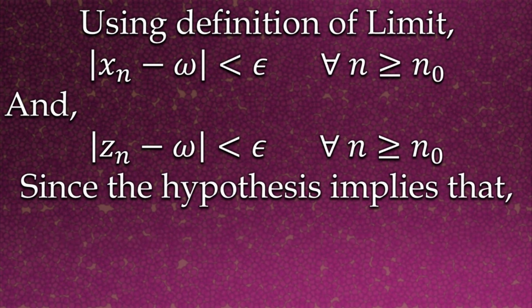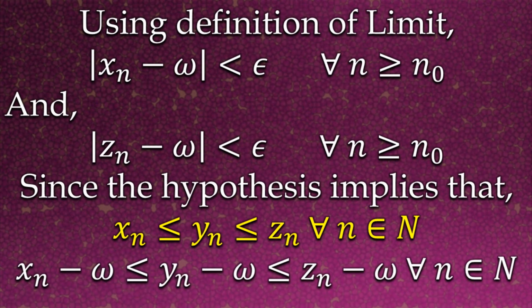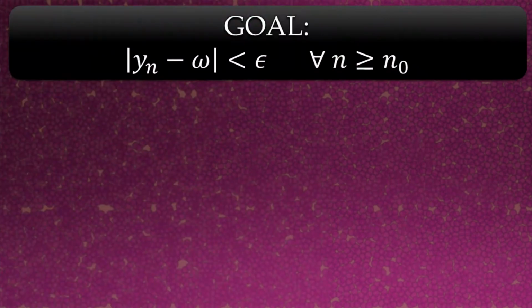Now, using the first condition or hypothesis, that is xn is less than or equal to yn, which is less than or equal to zn for all n belonging to the natural numbers, we can say that xn minus omega is less than or equal to yn minus omega, which is less than or equal to zn minus omega. So we are not disturbing the inequality here. We are just subtracting omega from all these sequences to proceed further in the proof. We just need to keep in mind our goal, which is to prove that yn approaches omega.